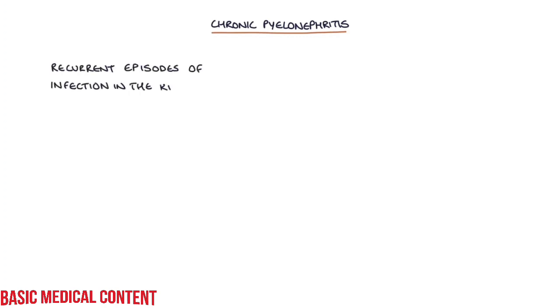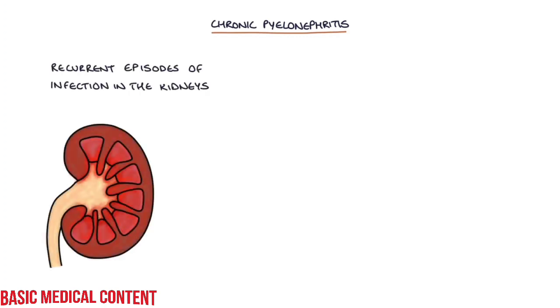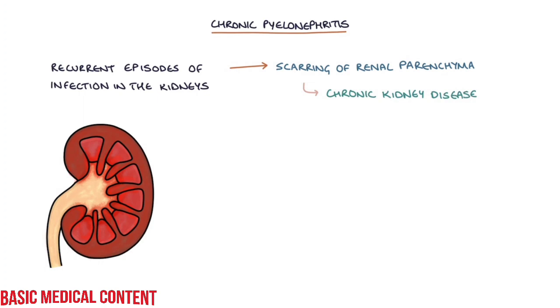Finally, let's talk about chronic pyelonephritis. Chronic pyelonephritis presents with recurrent episodes of infection in the kidneys. Recurrent infections lead to scarring of the renal parenchyma, leading to chronic kidney disease. This can progress to end-stage renal failure.